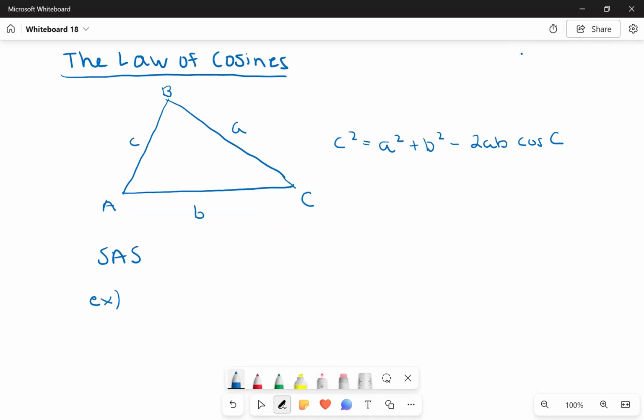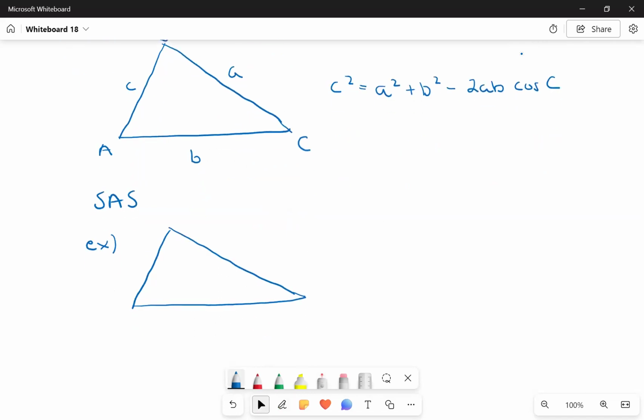Let's say we have a triangle like this. And let's say they call this side X. This is 10. This is 12. This is 30. And then this angle here is called theta, and the angle at the top, we'll call alpha. Okay, great. So we want to find all of the missing information.